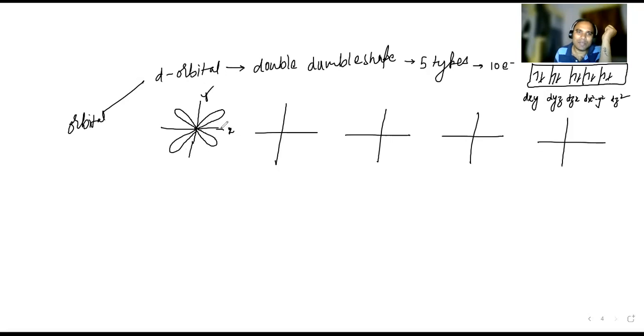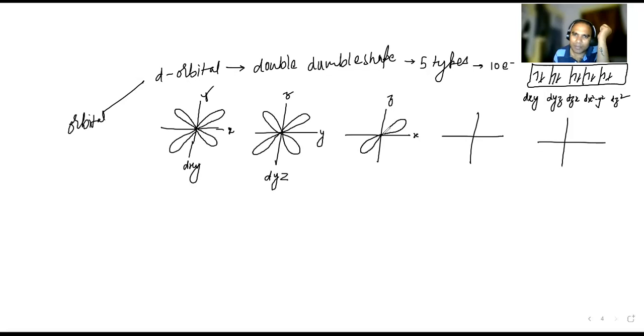So let's have a look. The dumbbell is between x and y, so its name will be dxy. Suppose I'm making this axis y and this axis z, and the lobes are between y and z. So the name will be what? D orbital, so dyz. If this is x and this is z, and the orbital is between x and z, that is dxz.